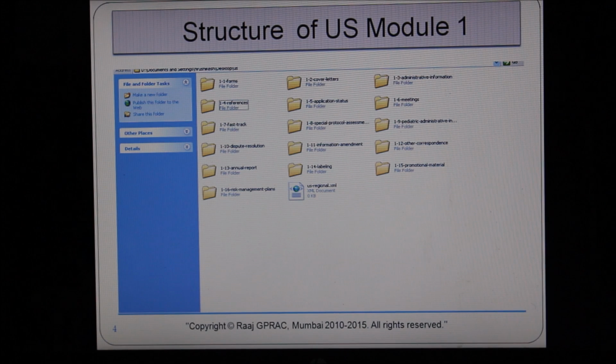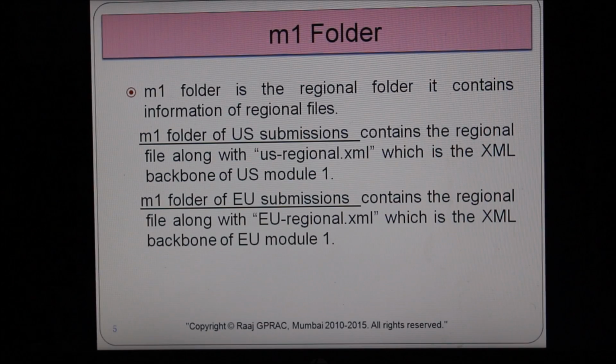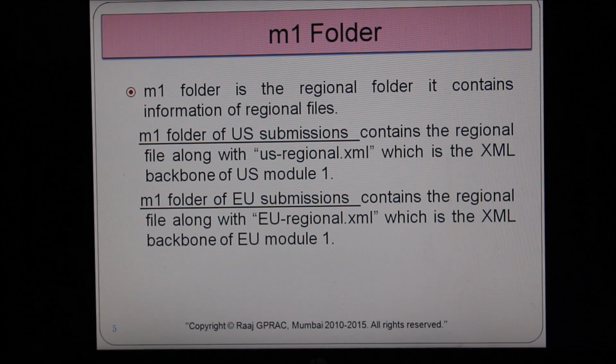So this is the US Module 1 structure, which comprises all administrative information including Form 356H, cover letter and all other items as described in the ICH CTD specification. So the Module 1 folder is the regional folder. It contains information of regional files.